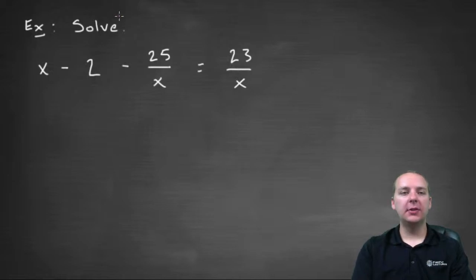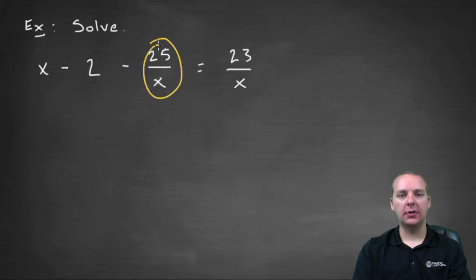Let's see if we can solve this rational equation. We've got x minus 2 minus 25 over x equals 23 over x. So I know it's a rational equation because I've got a rational expression here and here, one on either side of the equal sign. So step number one is to get rid of those fractions.